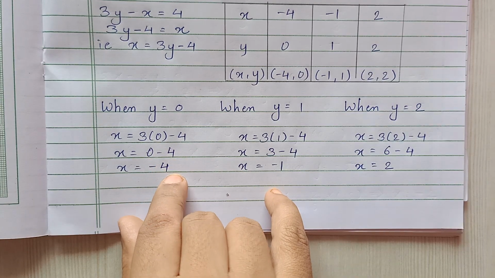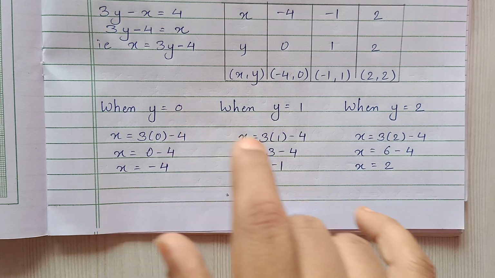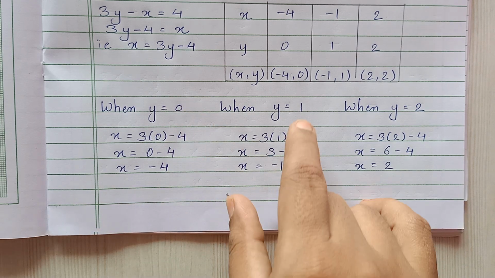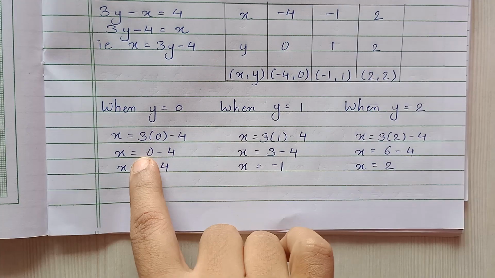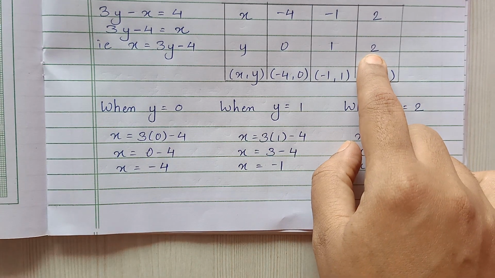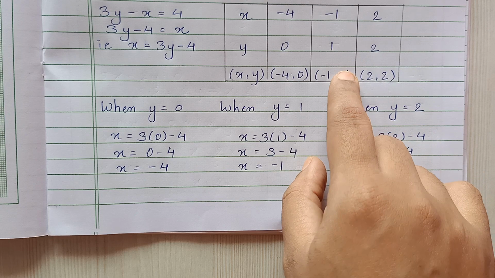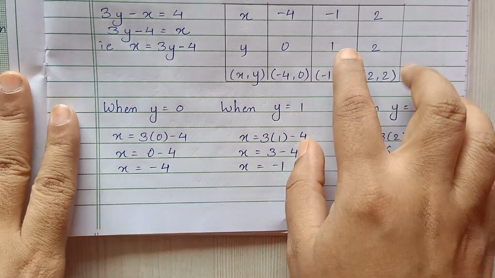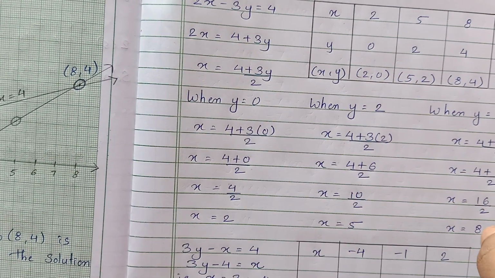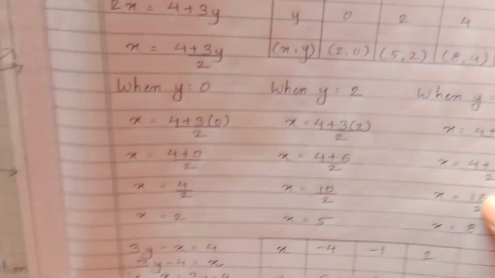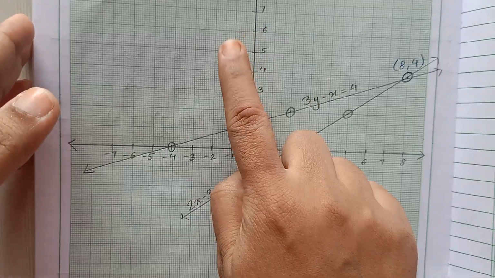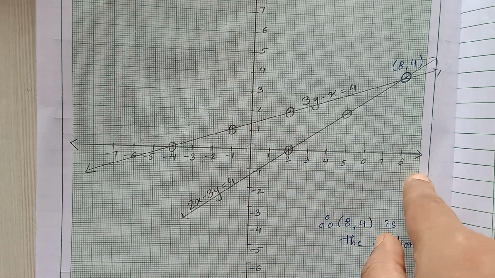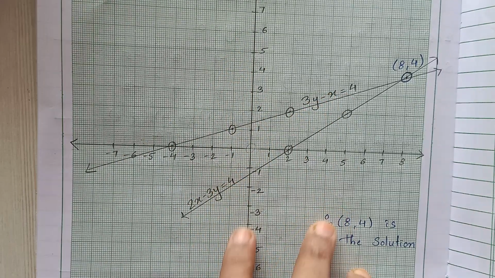So the first point is minus 4, 0. Second point is minus 1, 1. Third point is 2, 2. All these 3 points, again we have to tabulate them. We have to put them in a table. Now with the help of these 2 tables, we move forward to the graph paper, where the first step is we draw the x-axis and the y-axis. X-axis, y-axis, write down the coordinates and start plotting the points.